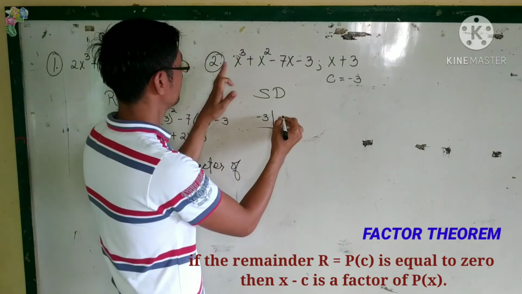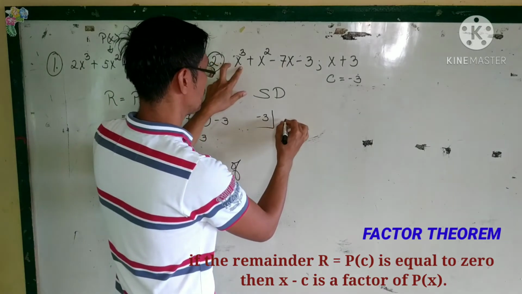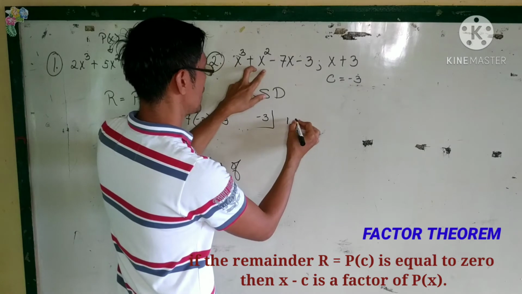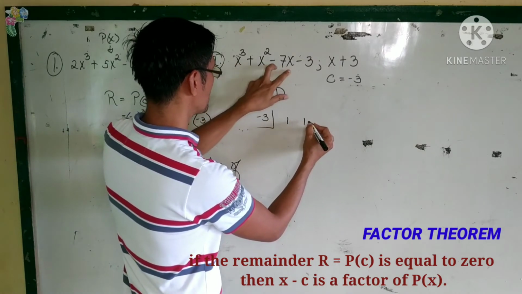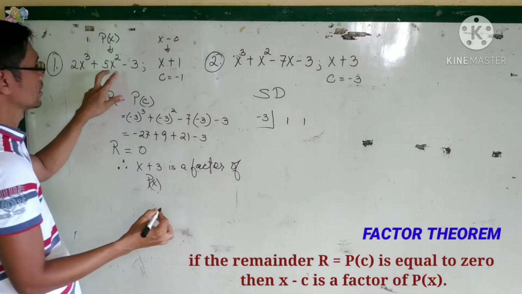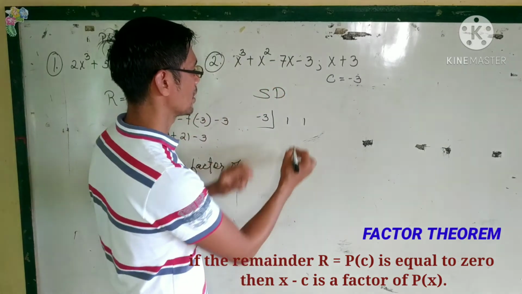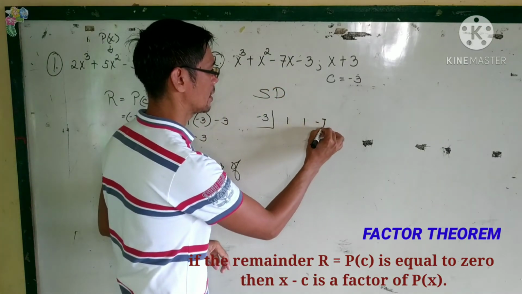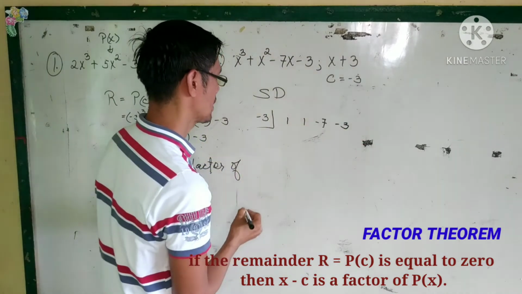So we have numerical coefficient of the leading term. We have 1. Then this is also 1. Our linear term, meron tayong linear term dito. Hindi kagaya doon kanina, wala. So 0 kanina dito. Pero dito meron. So that is negative 7. Then minus 3. Okay?